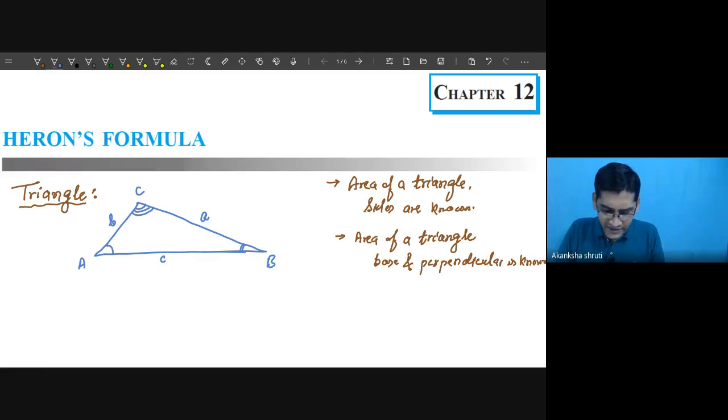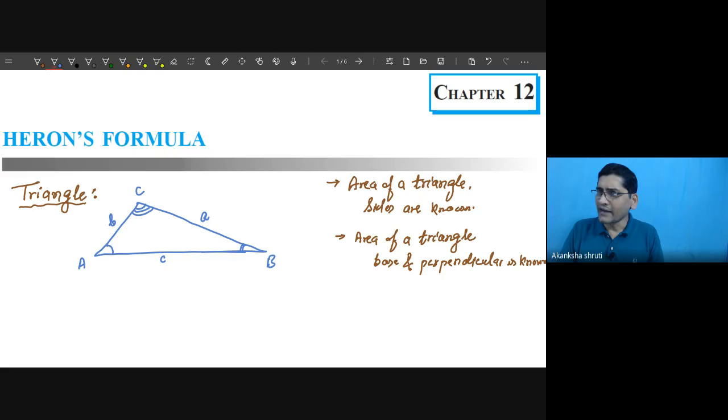Good evening, students. Today we are going to learn about Heron's Formula, chapter number 12. This Heron's Formula gives the area of a triangle when its side lengths are known to us.